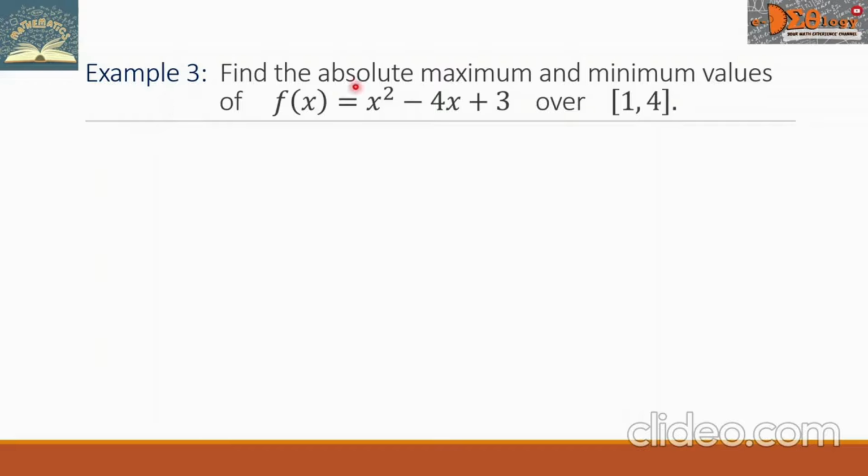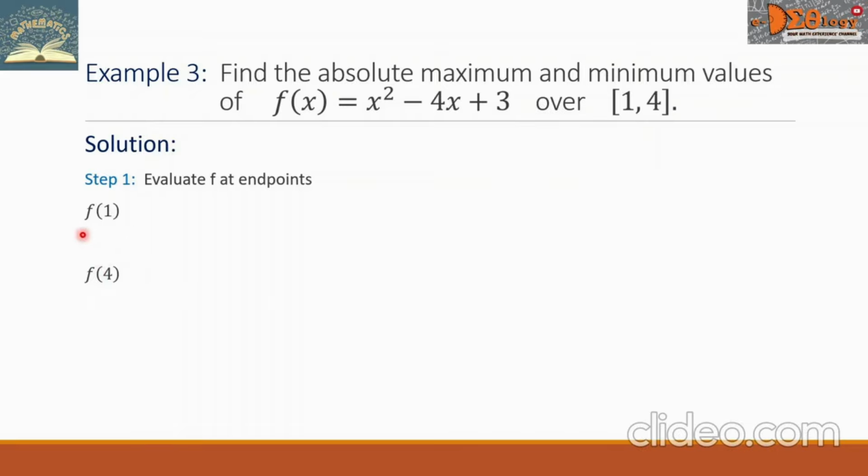Example 3. Find the absolute maximum and minimum values of f of x equals x squared minus 4x plus 3 over the interval from 1 to 4. Step 1. Let's evaluate the function at endpoints. It means our interval is from 1 to 4. Let us evaluate f of 1 and f of 4.